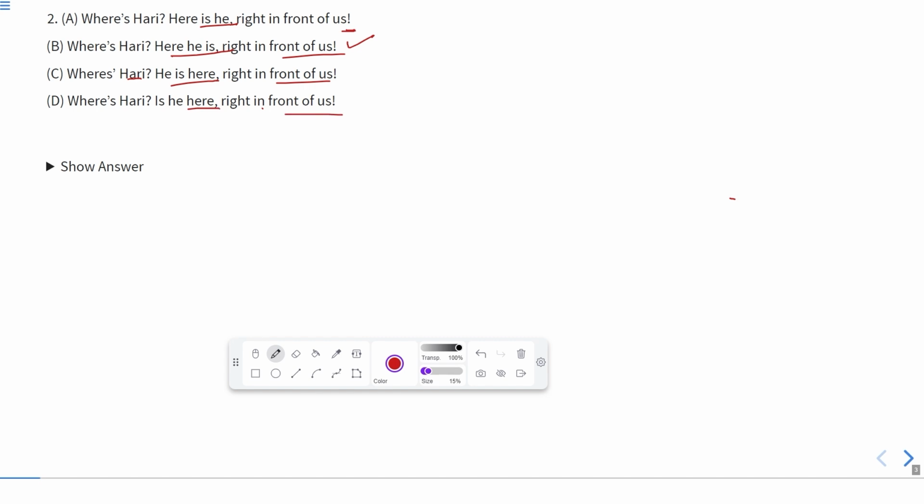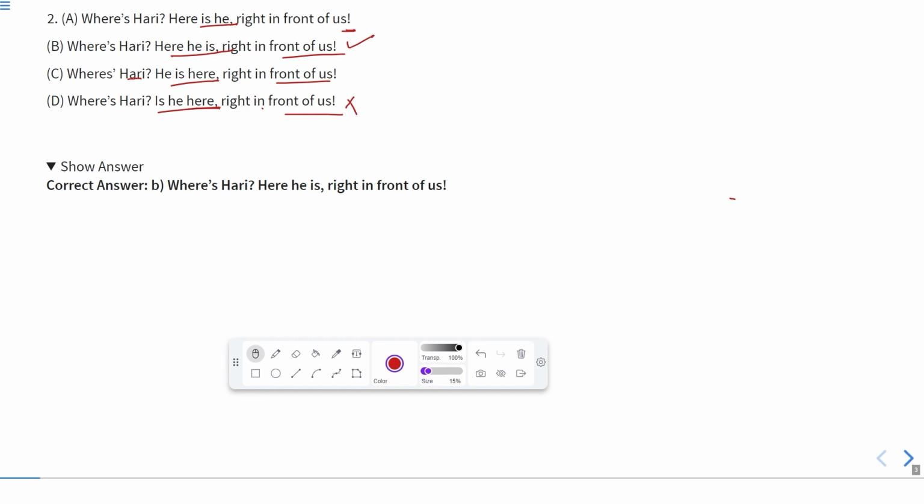Is he here? Right in front of us. Now, if he says, "Is he here?" it means again he is putting up the question. Therefore, this cannot be the correct answer. According to this, the correct sentence is B, that is, "Where is Hari? Here he is, right in front of us."